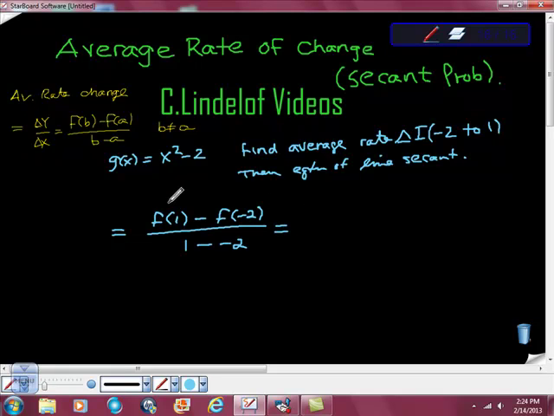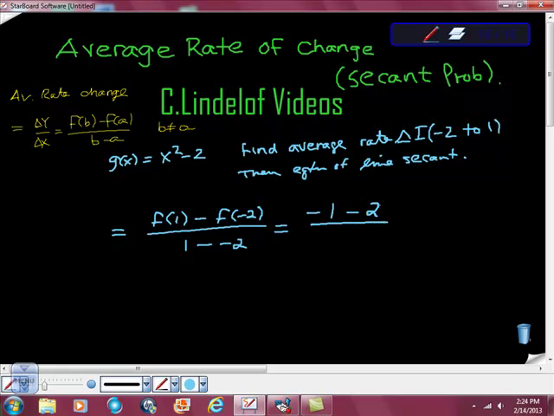So I take f of 1. So f of 1 is the height value if x was equal to 1. So I take this 1, I put it here. 1 squared is 1. 1 minus 2 is negative 1. So negative 1 here. This negative sign is this one. F of negative 2 is negative 2 squared, which is 4. 4 minus 2 is 2.